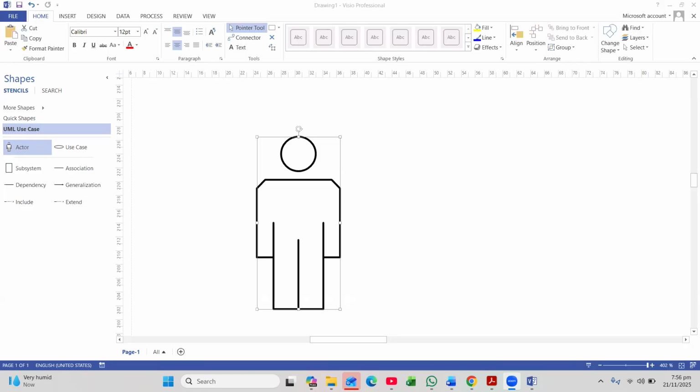Now, in a use case environment, it is the actor that initiates the use case. He will log in, he will do this, he will do this. It doesn't come from the system to the actor, it comes from the actor to the system.